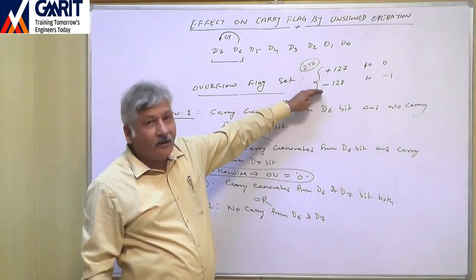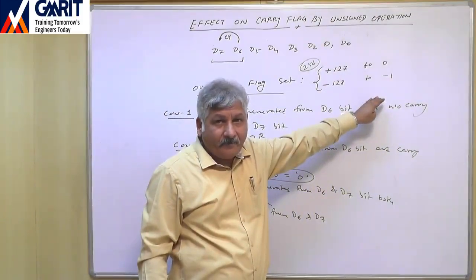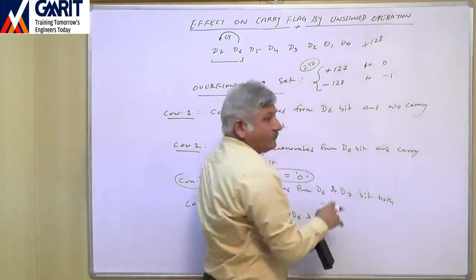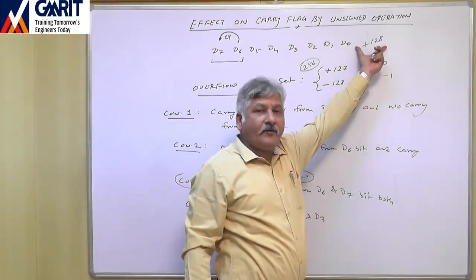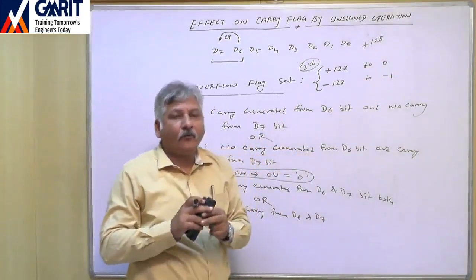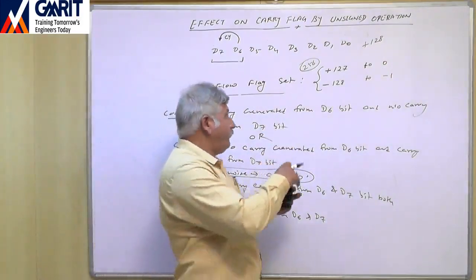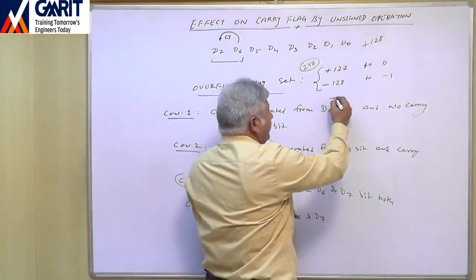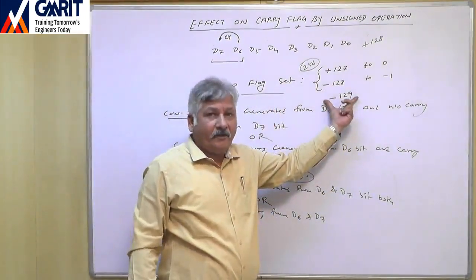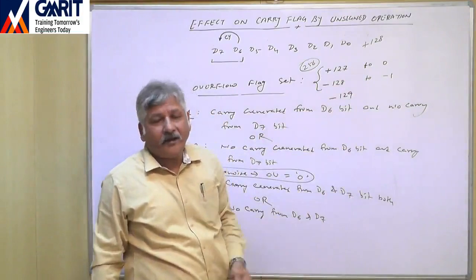But after the arithmetic operation, if the result is beyond this storing capacity, for example if the result is +128, that +128 cannot be represented by an 8-bit binary pattern. Under that condition, our overflow flag will set, which indicates that whatever the result is, it is not true. And if during some operation we get -129, again -129 can't be represented in 8-bit signed format, so in this case also the overflow flag will set.